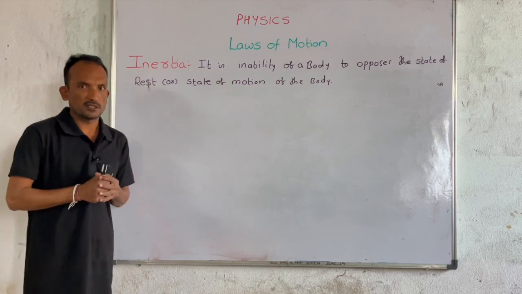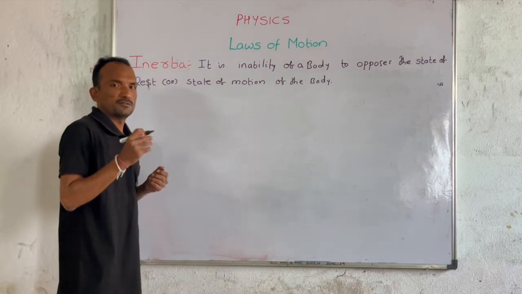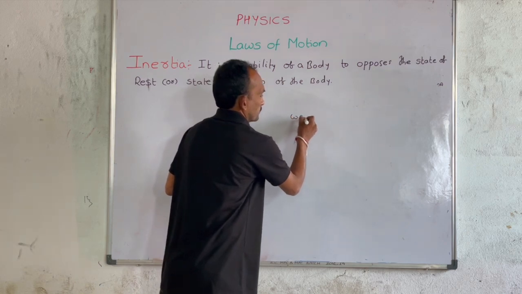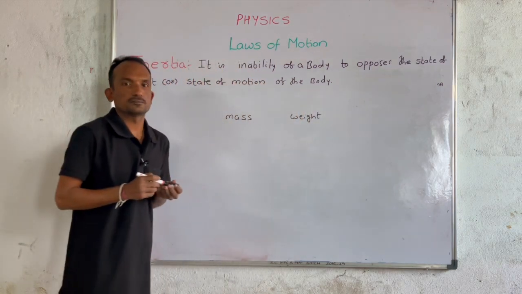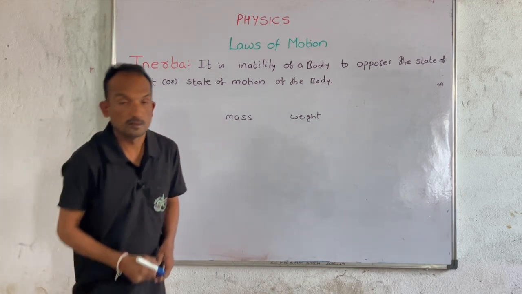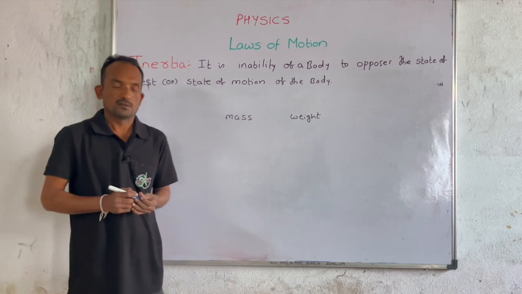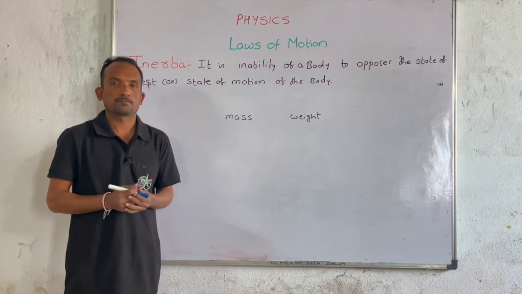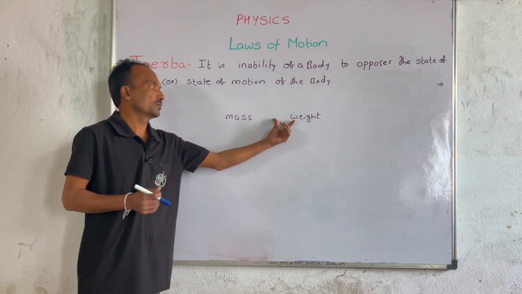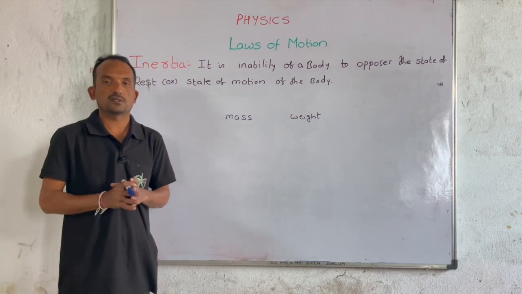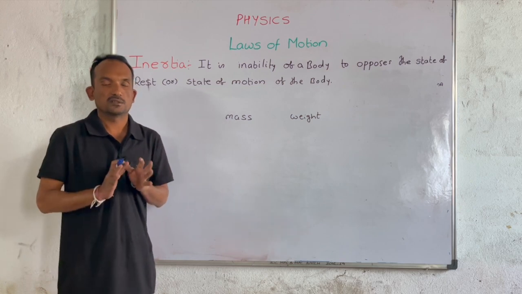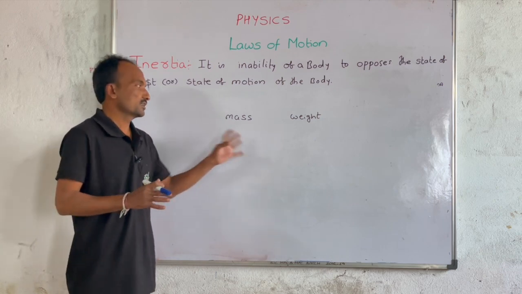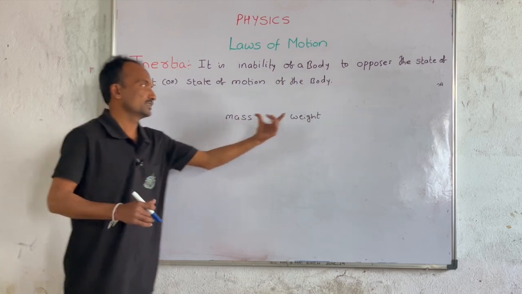Before discussing inertia, I would like to define two words: mass and weight. Generally, many students and people think both words are the same, that mass is equal to weight. Many students and people think the two words have the same meaning, but it is not so. The two words are different. So what is mass? What is weight?